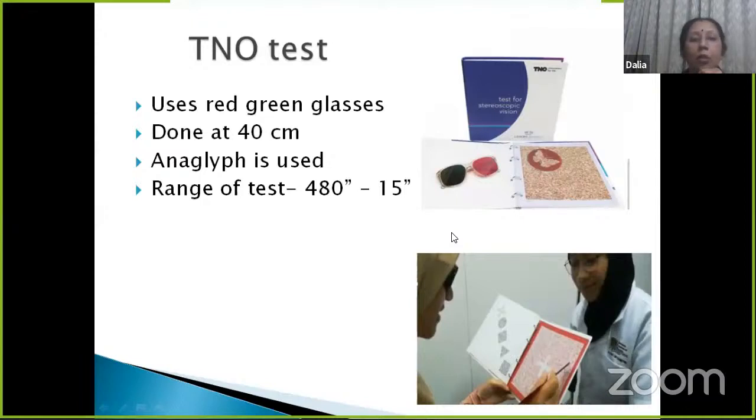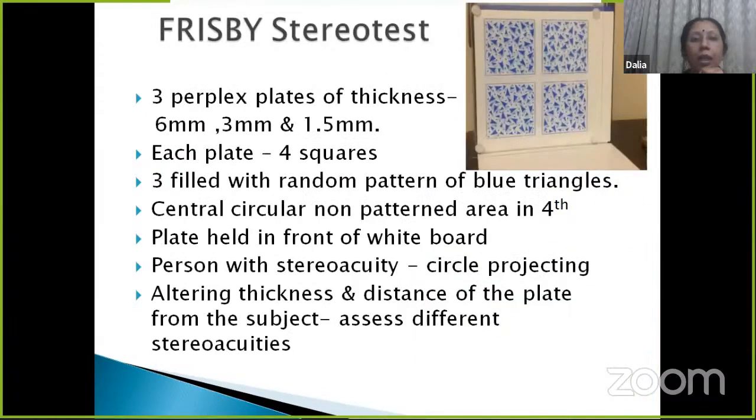And this is the random stereo test chart you're seeing. In the TNO test, you use red-green goggles for dissociation. This is the red-green goggle. Here again, you use geometrical figures, and the range of acuity tested is between 480 to 15 seconds of an arc. In the Frisby stereo test, you are again not using any haploscopic glasses.